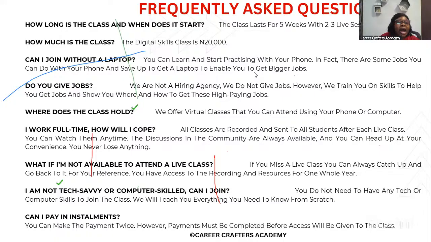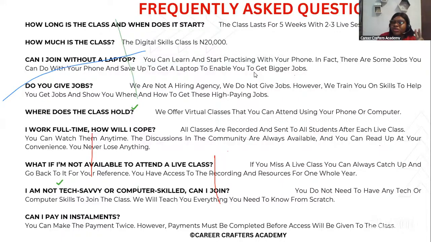Now, someone will say, I'm not tech savvy, or I don't know how to use a computer. Can I join? Well, our training is beginner friendly. You don't need to have any tech knowledge or computer skill. As long as you can use a smartphone, you can go on Facebook, you can go on Instagram, you can type, you can chat with people, then our class, you can take it. All you need is dedication and seriousness to learn, openness of mind, and you actually learn. We teach you everything you need to know from scratch.